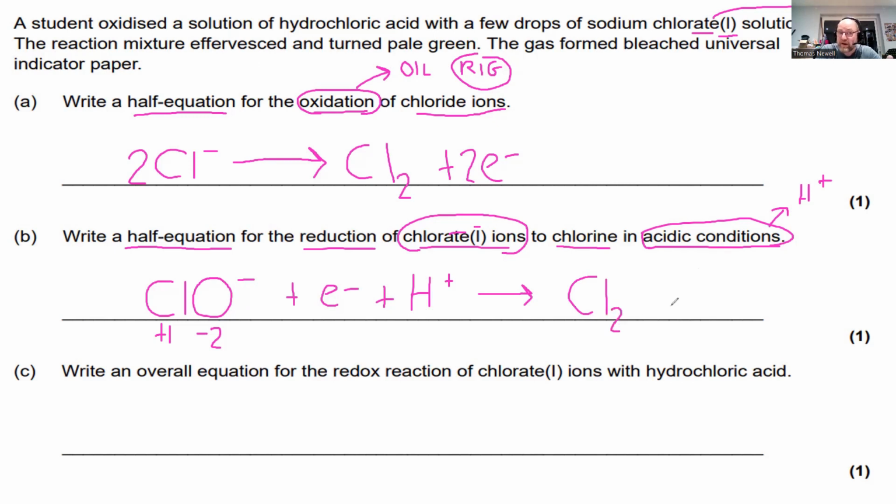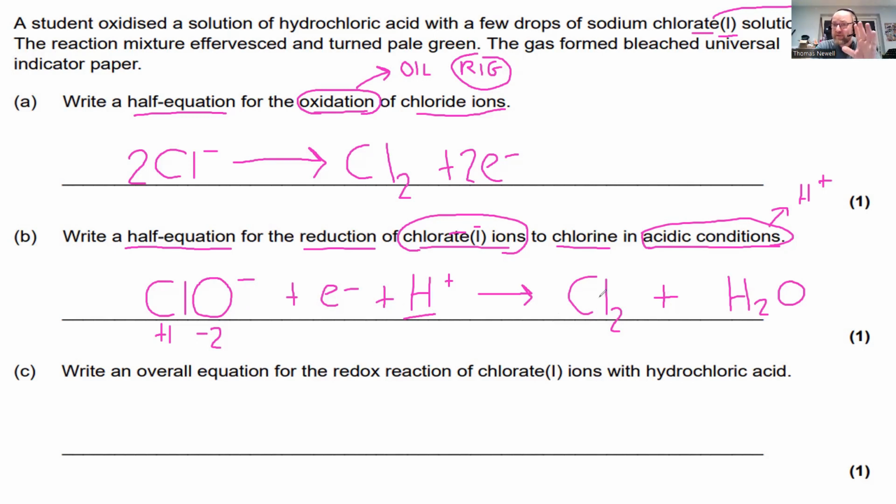Beautiful. We know it's diatomic, Cl2. When you have acidic conditions, you have hydrogen ions. You are always going to form H2O as a product. So the hydrogen ions are going to go with the oxygen from the chlorate and form H2O. Brilliant. Now all I need to do is come back over here to the left-hand side and balance all of this up.